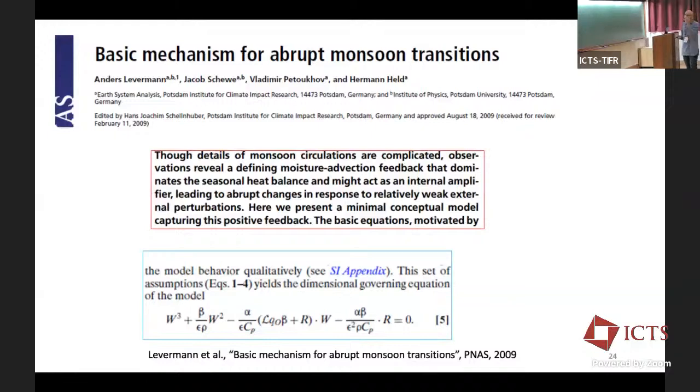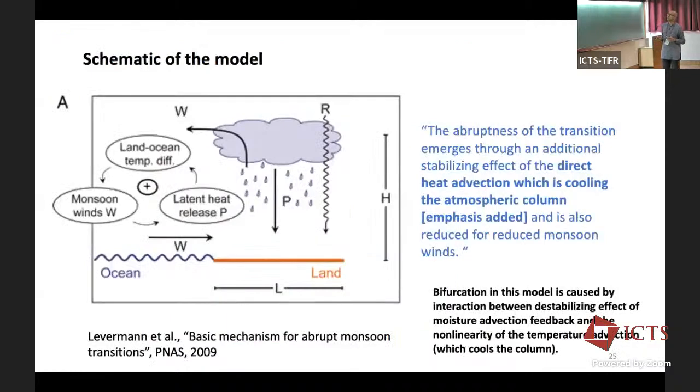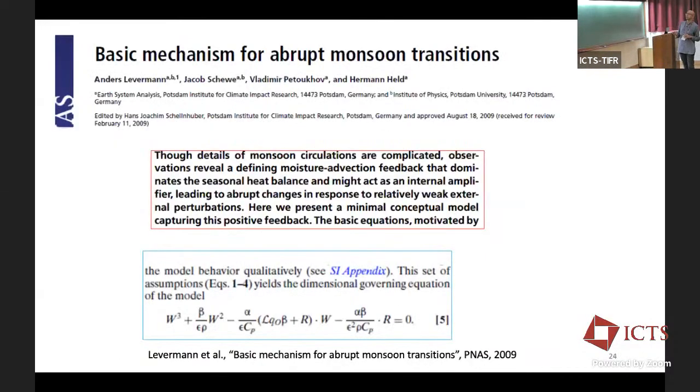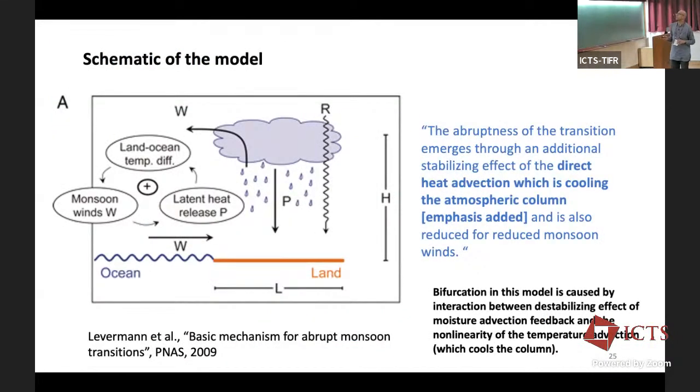Here are the equations. I won't get into the details of the equations. I'm going to provide an interpretation, but here's the basic mechanism. You have landward winds, these monsoonal winds, which bring moisture. The moisture condenses, it heats up the atmospheric column over land, further driving the winds, right? And that's the moisture advection feedback that was being referred to here. Here's a quote: the abruptness of the transition emerges through an additional stabilizing effect of heat advection, which is cooling the atmospheric column, and is also reduced for reduced monsoon winds.